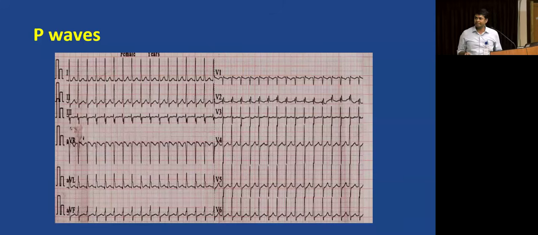The second thing is this ECG. Is there anything you want to comment on this ECG? It's a narrow complex tachycardia again, regular. Any telltale signs that this is more likely to be AVNRT? Anything? P waves, I mean to say P waves.